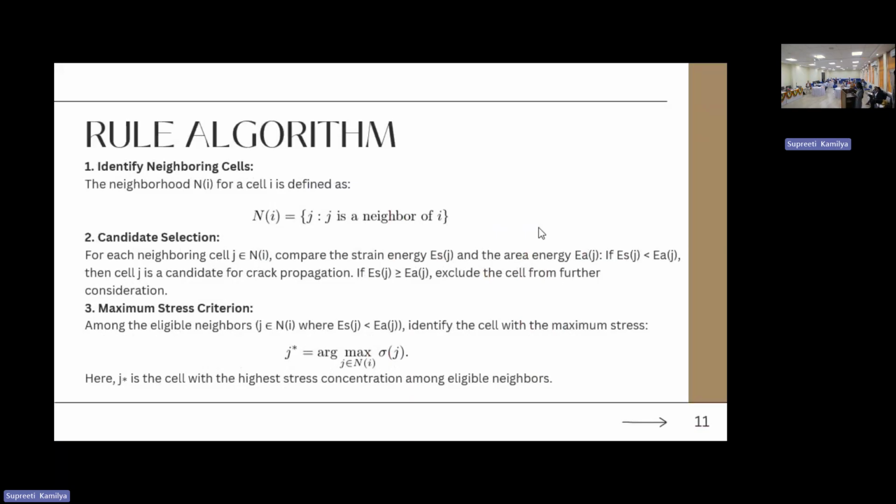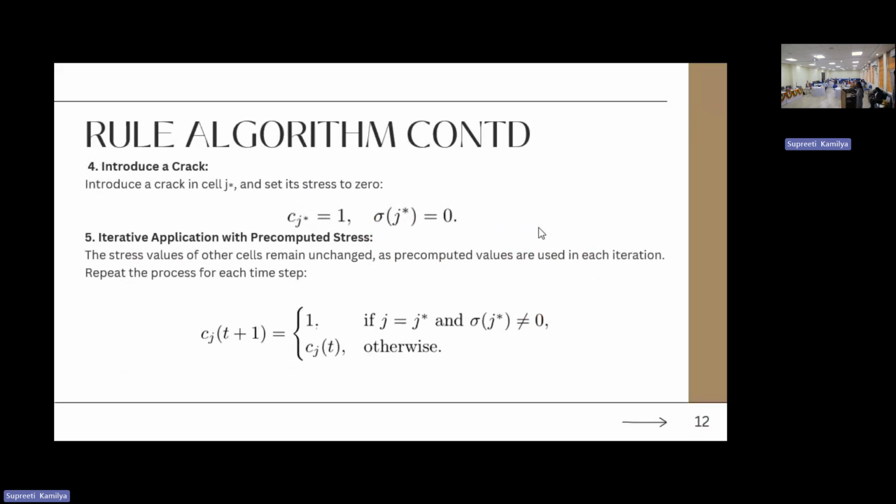I'll just summarize it quickly. We identify the neighboring cells, then we compare the strain energy and the area energy, and we choose the cells. Out of those chosen cells, we choose the cell that has the maximum stress, and we introduce the crack in that particular cell. Once the cell has been introduced with a crack, we have to relieve its stress and assign zero stress to that cell. With iterative application of all these rules, we'll be able to trace the crack propagation path.